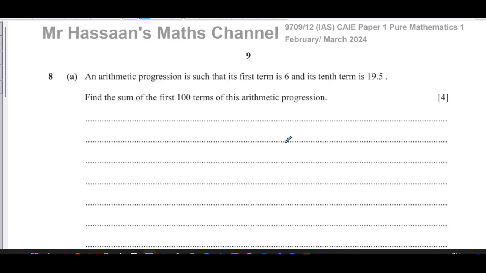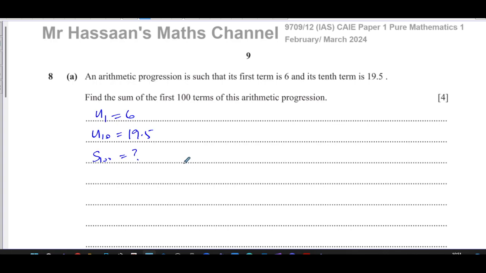I'm now answering question number 8 from the February-March 2024 Cambridge Paper 1 Pure Mathematics from the 9709 A-level syllabus. This question here is about series. We're told an arithmetic progression is such that the first term is 6 and the 10th term is 19.5. Find the sum of the first 100 terms.